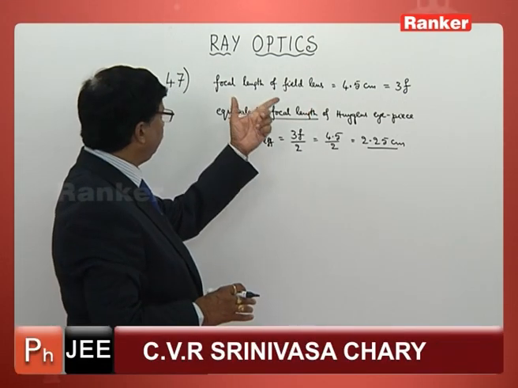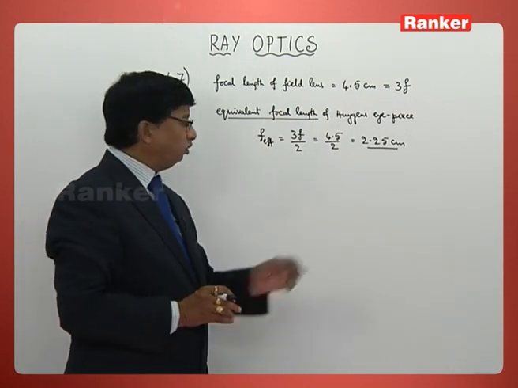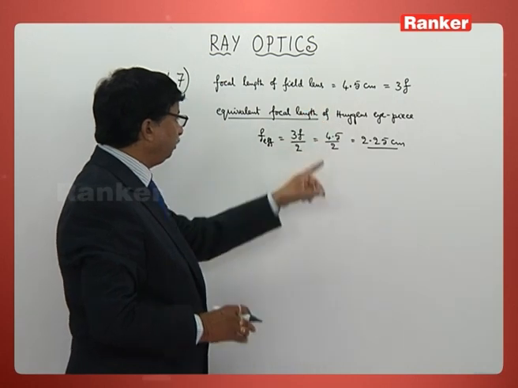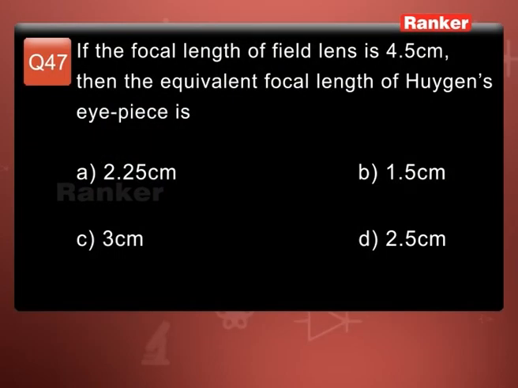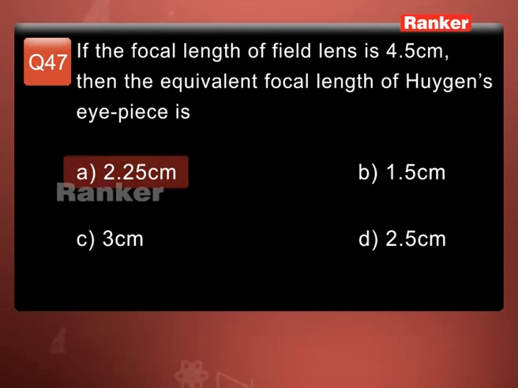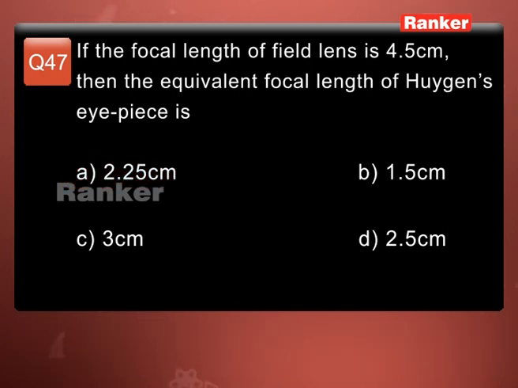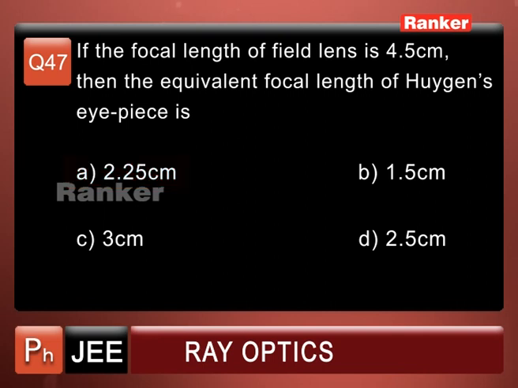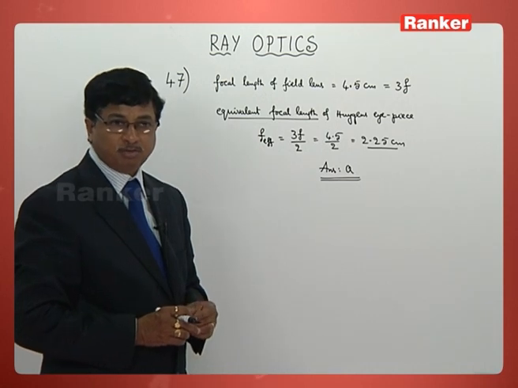So, the effective or equivalent focal length of Huygens eyepiece is 3f by 2. And we know 3f is focal length of the field lens, which is given there as 4.5 centimeter. So, simply write that 3f as 4.5 by 2, which now gives you 2.25 centimeter. Thereby, the correct option for this one is A itself, because the first option is 2.25, second option 1.5 centimeter, third option 3 centimeter, and fourth one 2.5 centimeter. So, this is problem number 47.